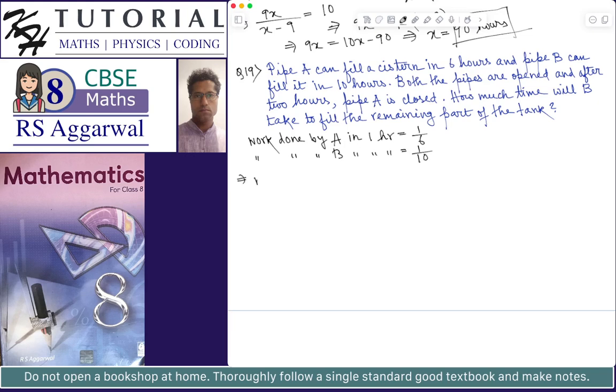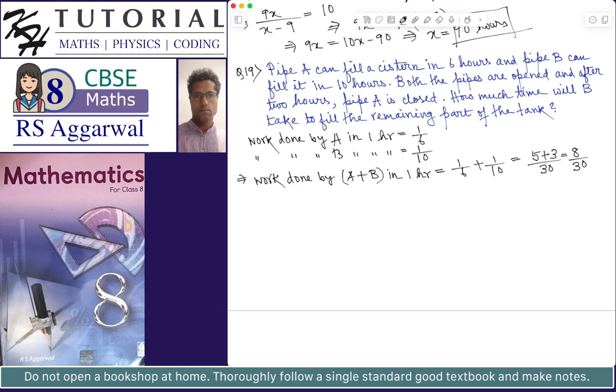So this implies work done by both the taps A and B when they are working together, or when both of them are opened, that is work done by A plus B in 1 hour will be equal to 1 by 6 plus 1 by 10. This is equal to, the LCM will be 30, so 5 plus 3 by 30. This is equal to 8 by 30. So this means that 8 by 30th part of the tank is filled in 1 hour when both the taps A and B are open.